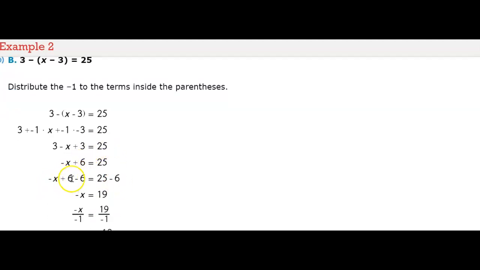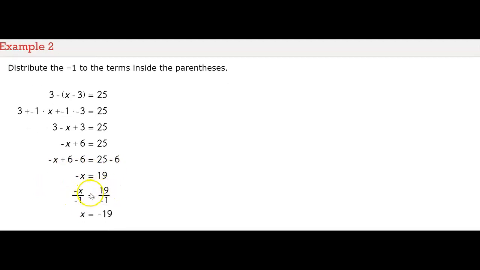Then we have to bring that 6 over to the other side of the equation. So we're going to do the inverse of addition, which is subtraction. We subtract 6 on both sides, and then we have 19. Negative x equals 19. So to not have a negative value for the variable, we're going to take the negative 1 out of the x, and we're going to divide on both sides. And so we're now left with that positive value of an x, and that equals the negative 19.